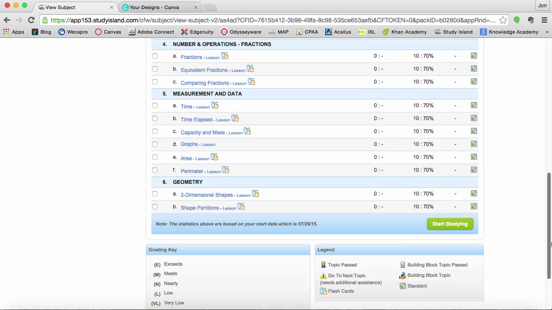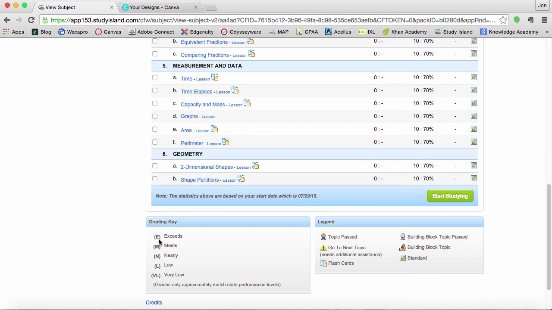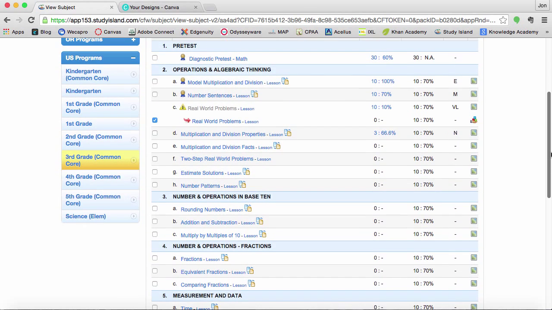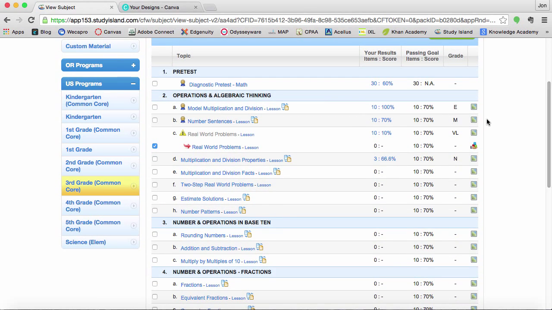Again, remember that answer key is down here. If I get an E, that means I exceeded. Notice this is the language of state assessments. Meets, exceeds, does not meet, etc. The second lesson, I got a 70% out of 10 questions, which met. That's good. So I got another blue ribbon.